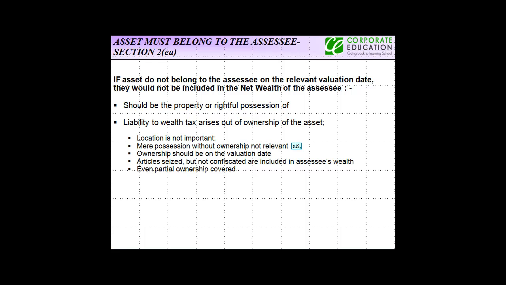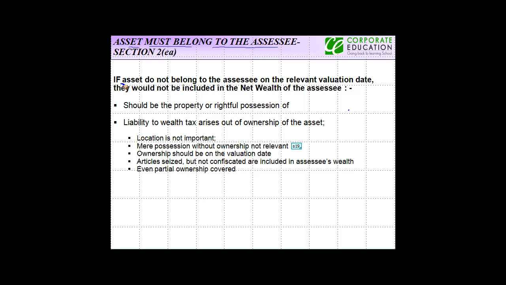The next condition, which is there before an asset can be charged to wealth tax, is that the asset must belong to the assessee. Now, what does this mean? The meaning is very simple. If the asset does not belong to the assessee, it belongs to someone else, then you cannot charge it to tax in the hands of the assessee.